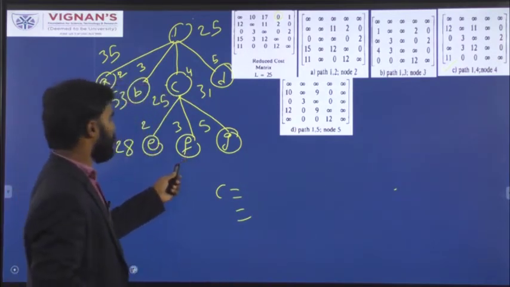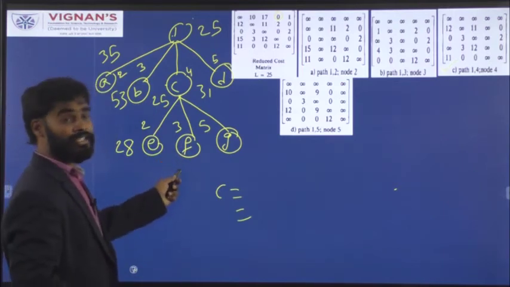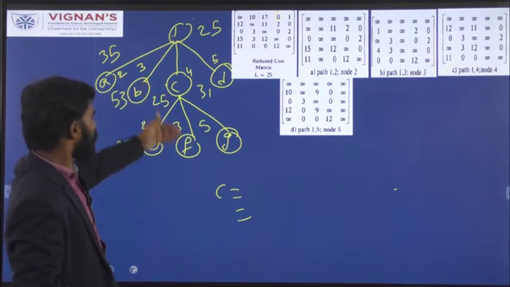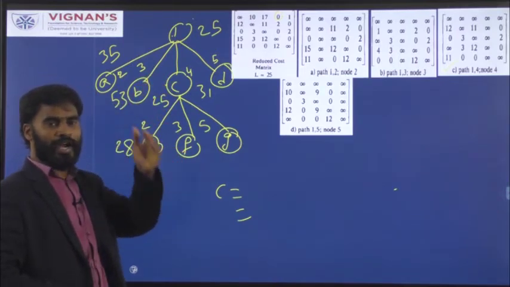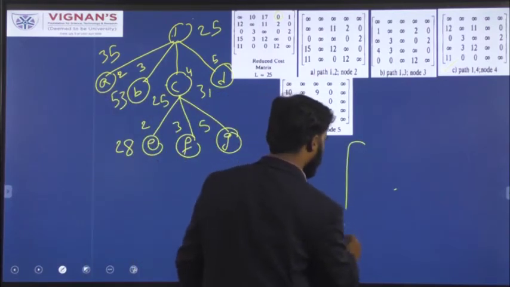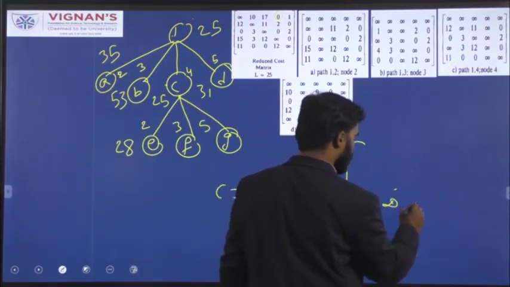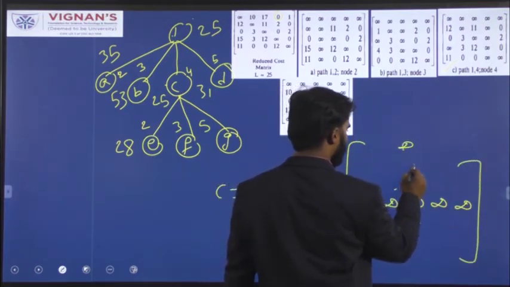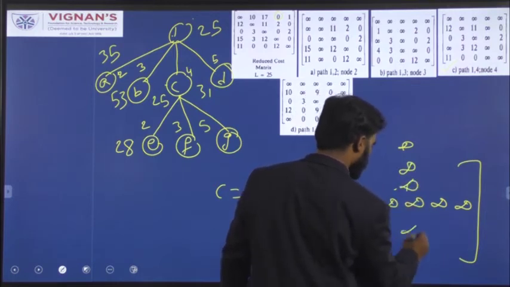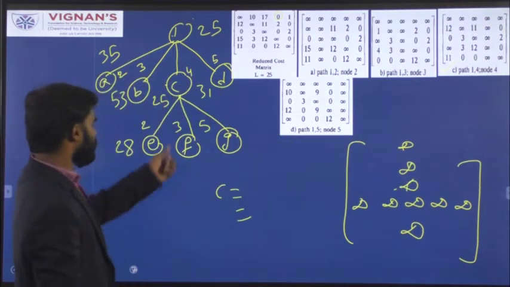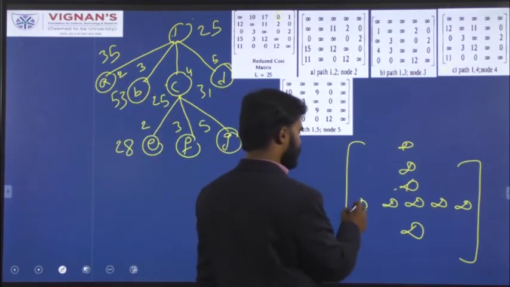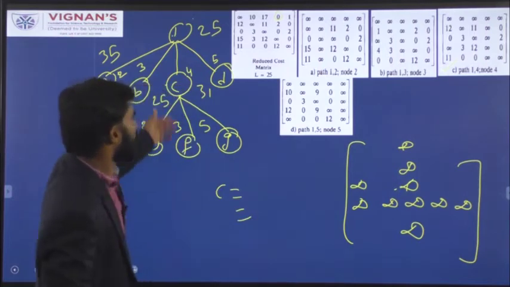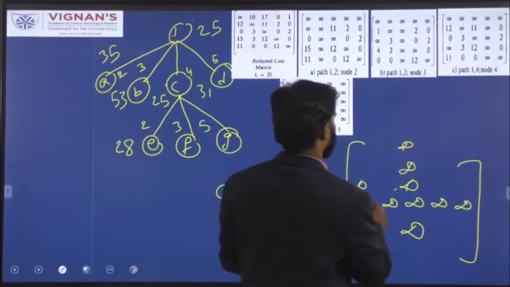So let's calculate the cost for node F. Node F is from 4 to 3. When I say 4 to 3, you have to make the fourth row and third column as infinity, as well as the distance from 3 to the root node as infinity, 3 to 1 as infinity. The remaining values should be filled from the parent matrix. The parent matrix is C, so fill from the parent matrix.